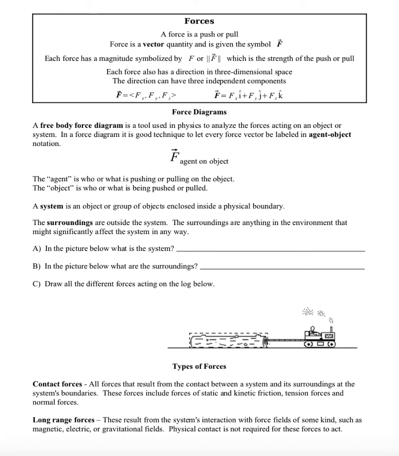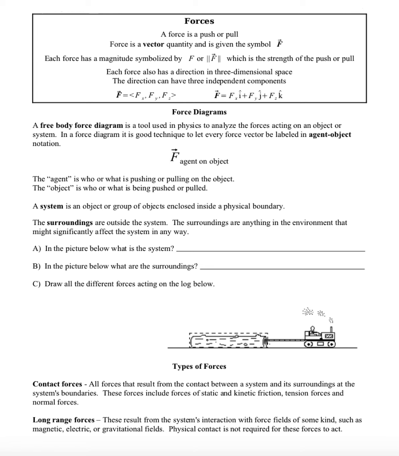A force can be casually described as a push or a pull. Force is a vector quantity, and it's given the symbol F. To analyze forces, we'll use what are called free body force diagrams. These are tools used in physics to analyze the forces acting on an object or system.